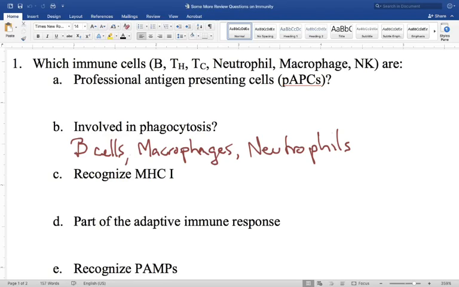In other words, our professional antigen presenting cells can only come from the subset of cells that are involved in phagocytosis. So of these, there are 2 of them that are considered to be professional antigen presenting cells. As Derek pointed out, they have to present MHC2 on the surface of those cells. Which 2 are they? Yeah, our macrophages and our B cells are our professional antigen presenting cells.